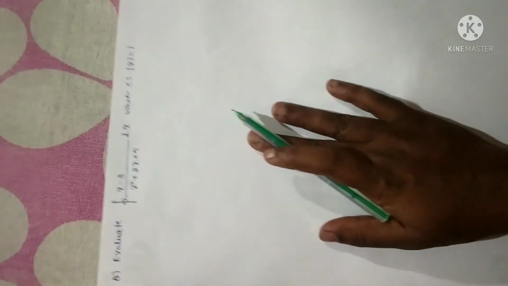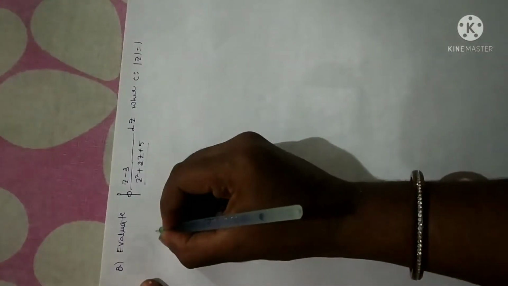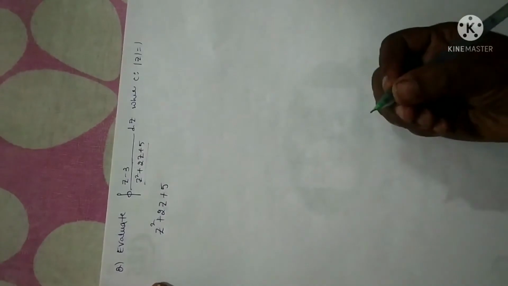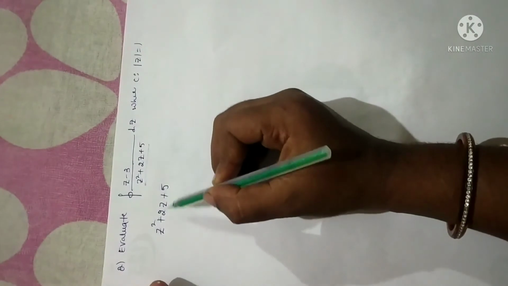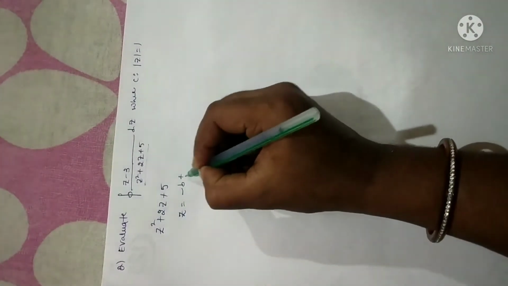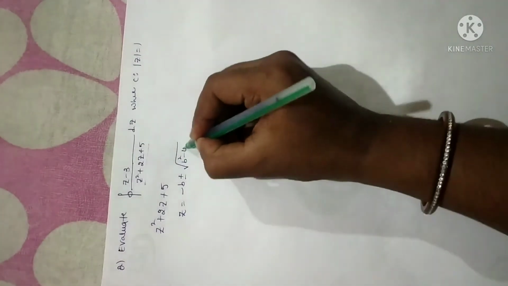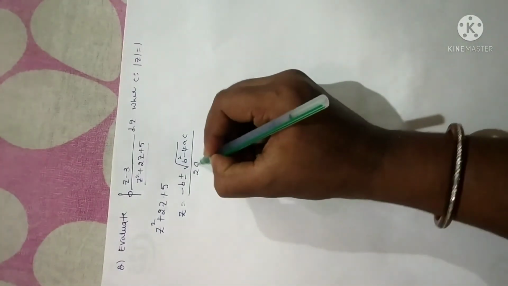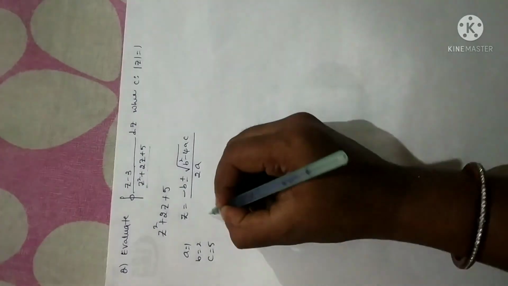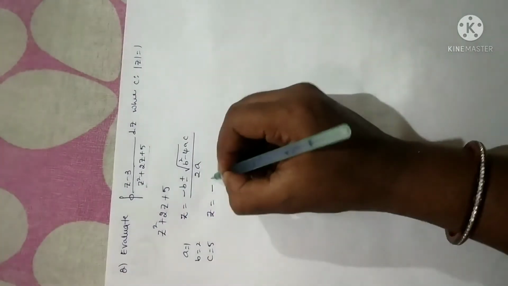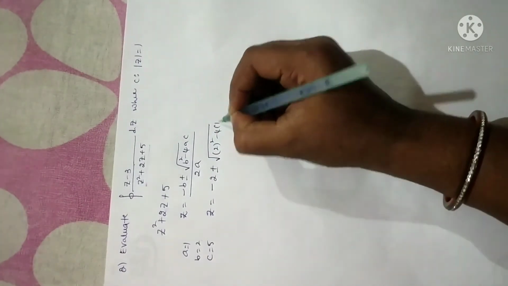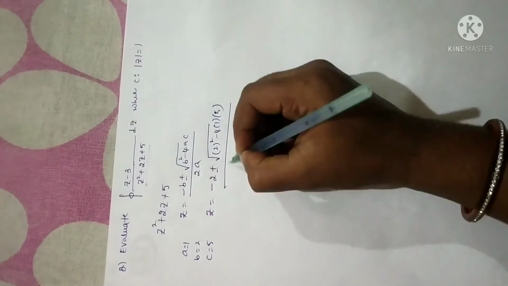So you can note that the denominator is a quadratic, that is z square plus 2z plus 5. So we have to simplify this. Anyhow, there are no direct factors for this, so let me evaluate using the formula method: minus b plus or minus square root of b square minus 4ac, divided by 2a. So a is 1, b is 2, c is 5. Let me substitute: z is equal to minus 2 plus or minus square root of 2 square minus 4 into 1 into 5, divided by 2 into 1.